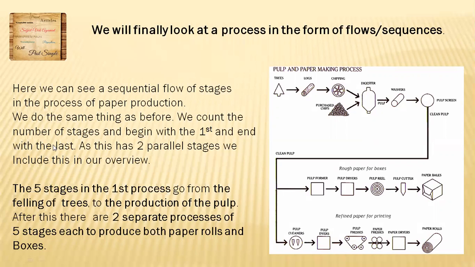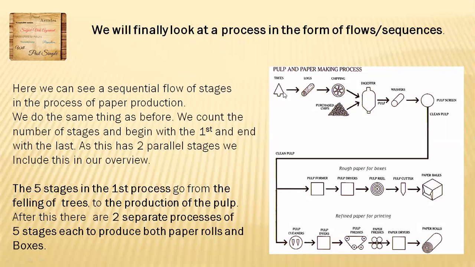So here we can see a sequential flow of stages in the process of paper production. We do the same thing as before. We count the number of stages and begin with the first and end with the last. As this has two parallel stages, we include this in our overview. The 5 stages in the first process go from the felling of the trees, felling means to cut down, of trees, to the production of the pulp.